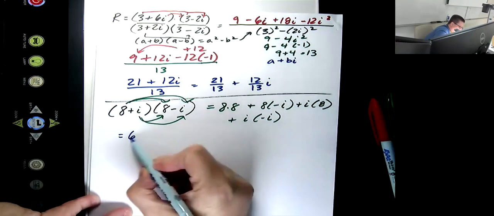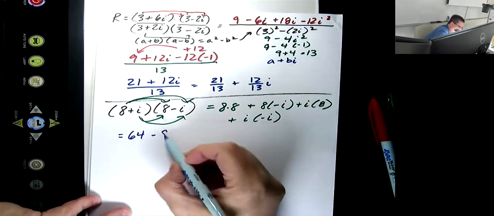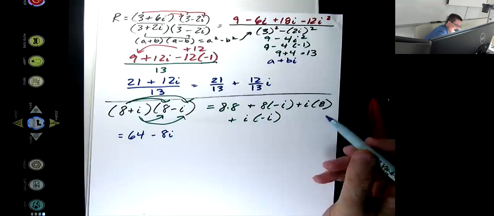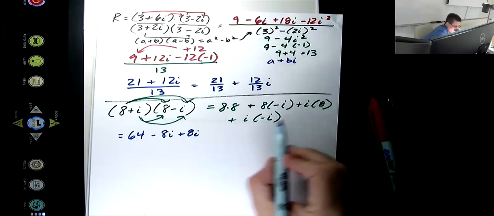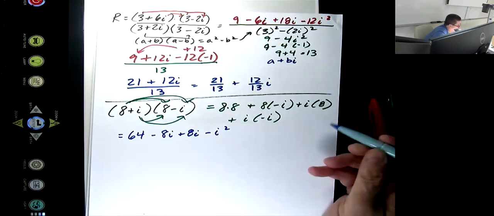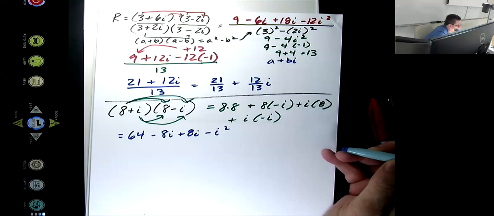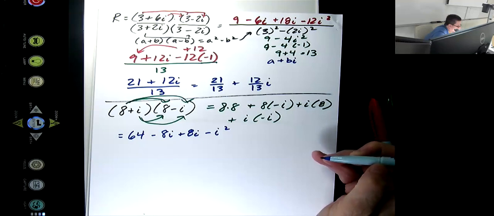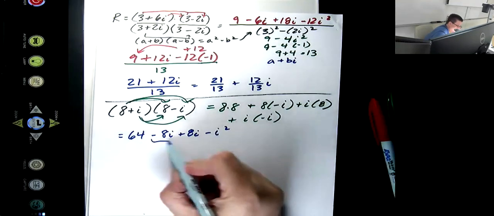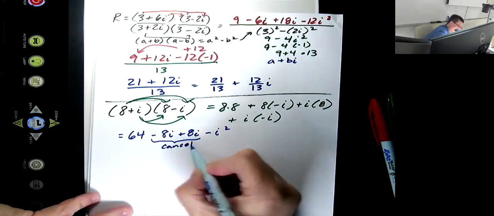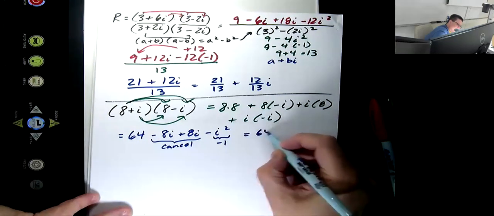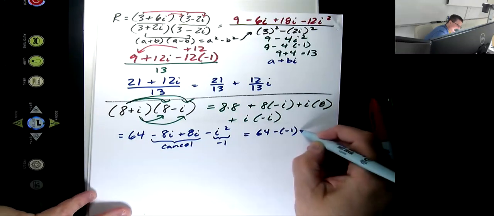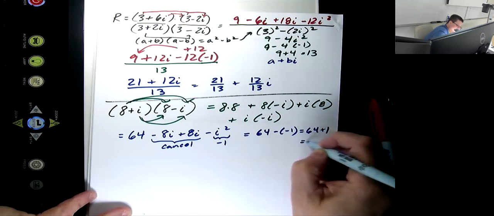So 8 times 8 is 64. 8 times negative i is negative 8i. i times 8 is positive 8i. And i times negative i is negative i squared. Now these two cancel each other out, and i squared is negative 1. So I have 64 minus negative 1, which is 64 plus 1, which is 65.